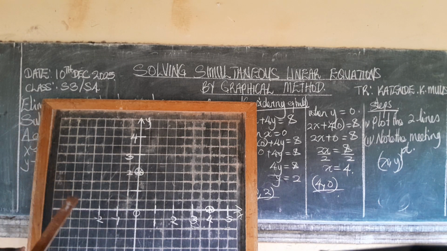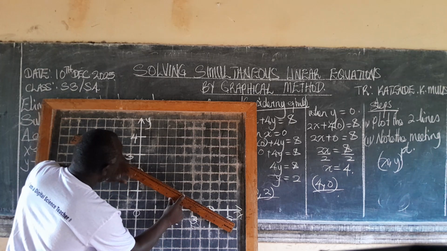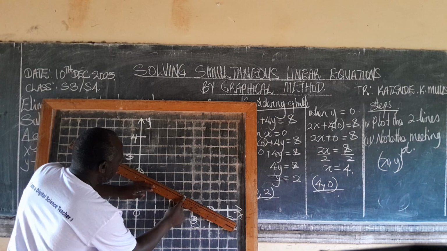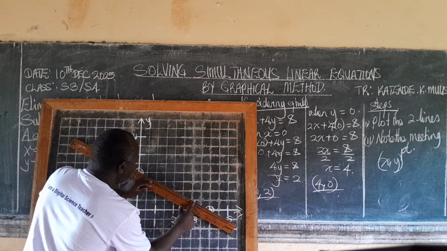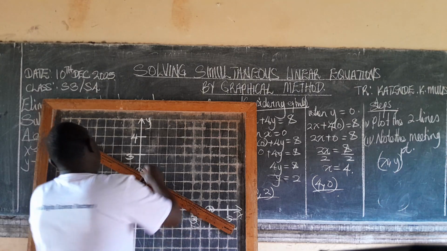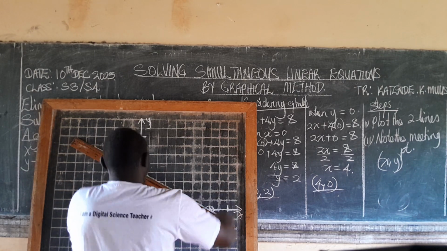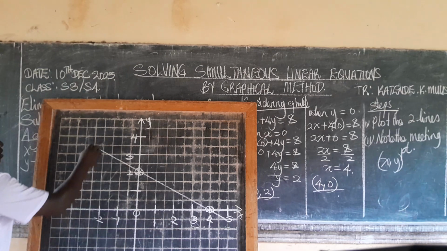Then what do we have to do? We have to join this point and this one. Therefore, this is the way we have to join. And when we are doing this, we have to be very careful because we are solving graphically. We are having this. Then this is line 1.